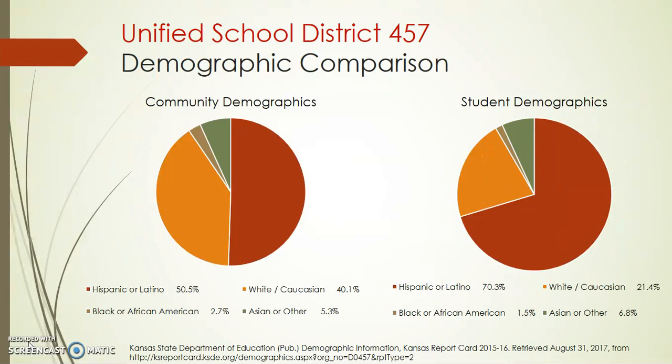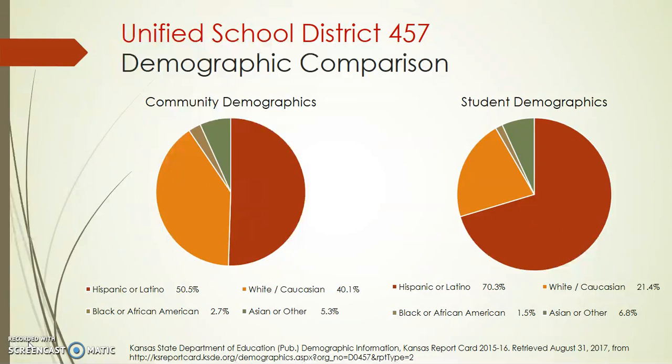A look at our student background, and what I've done here is I've recast the community demographics to compare it to a pie chart of our student demographics. As noted, a little bit more than half of our community population identifies as Hispanic or Latino. In my particular building, that's nearly 75%. And that's reflective of the geographic location of our school.